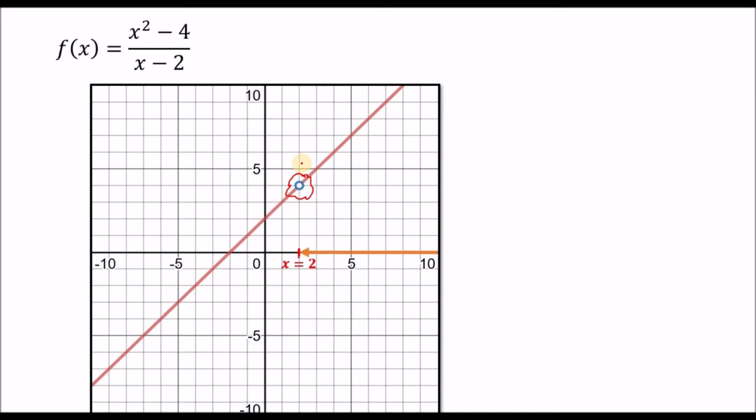When x approaches 2 from above, we notice that the function approaches a value of y equals 4. When x approaches 2 from below, we notice that the function approaches a value of y equals 4.